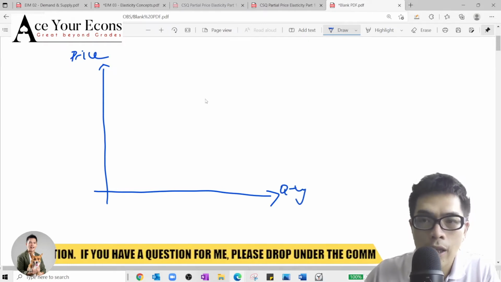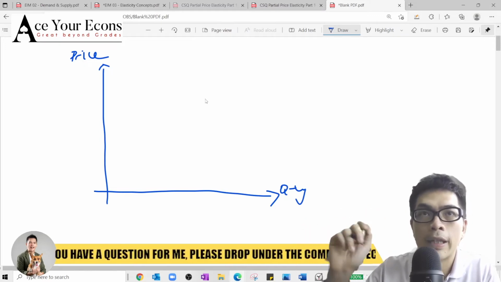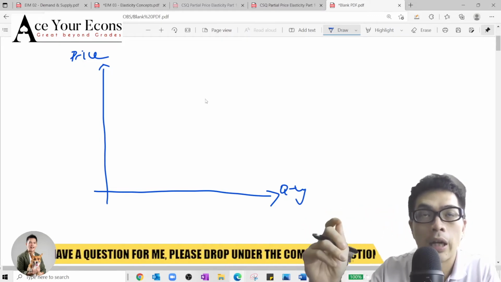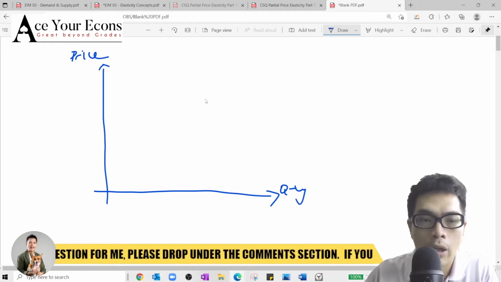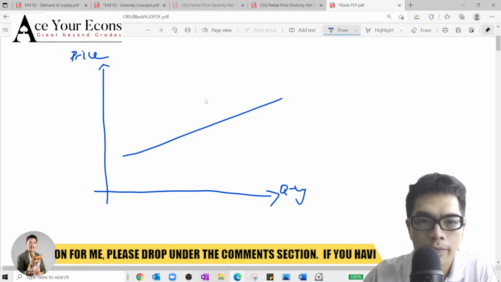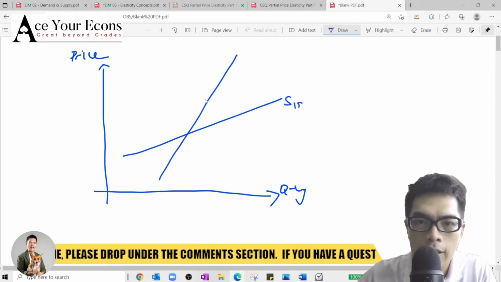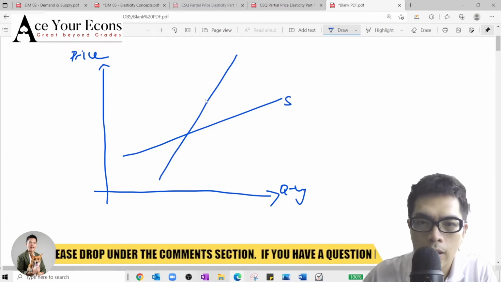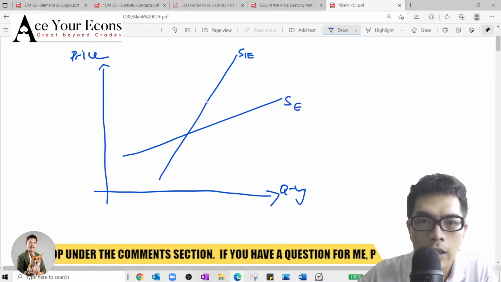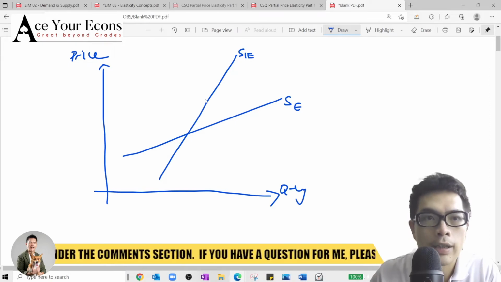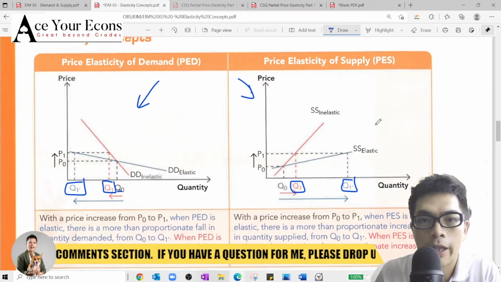Alright, so just now we illustrated that, for a given increase in demand, PES has to be inelastic to satisfy a sharp rise in price. So now let's play around with these two supply curves: supply elastic and supply inelastic. It's the same as page 14 that I've shown you earlier on, this diagram.